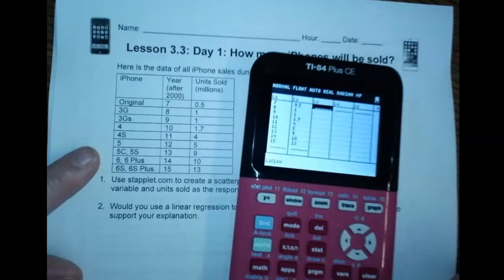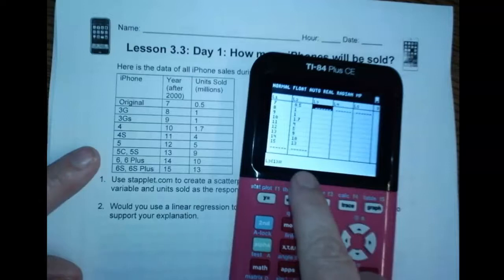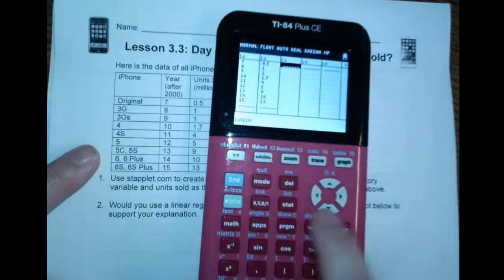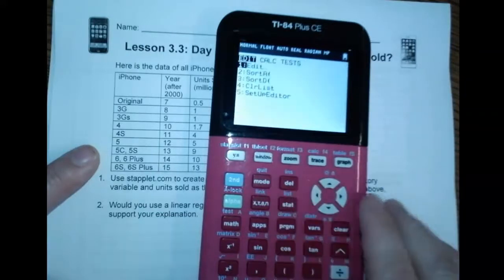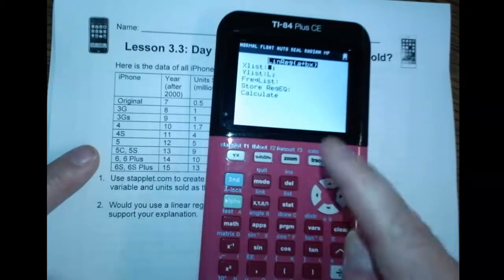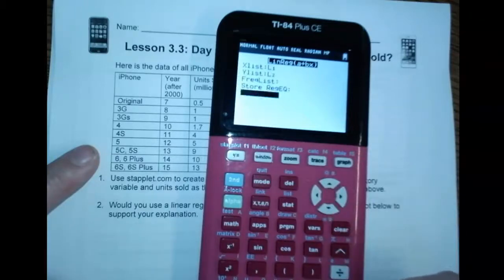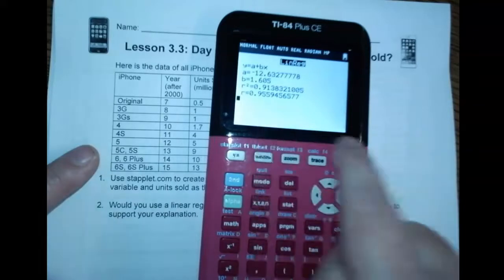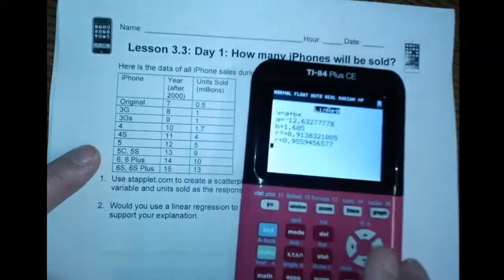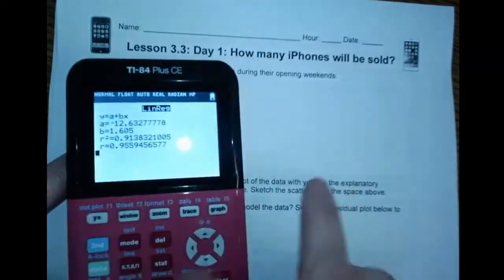Alright, so now that your data is in your calculator, I always calculate the regression line before I do anything else. So we're going to go Stat, go over to Calc, choose 8. Your data is in list 1 and list 2. So I know the calculator knows I'm talking about this information now, okay? So to graph the scatter plot, and then we're going to copy it onto here.